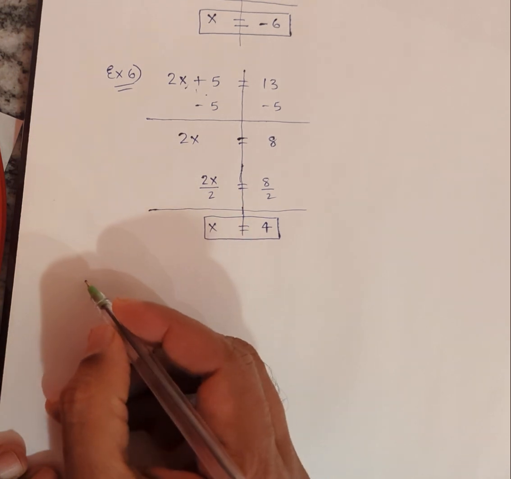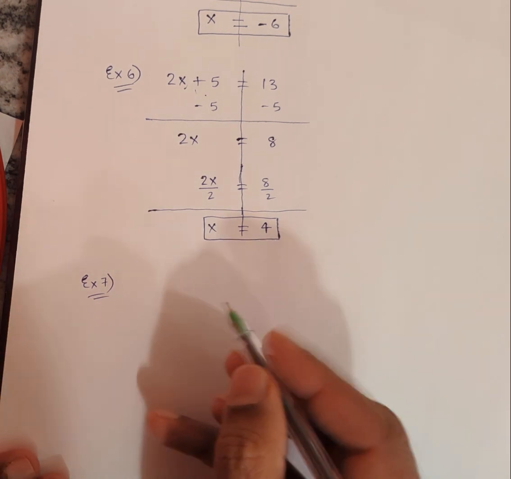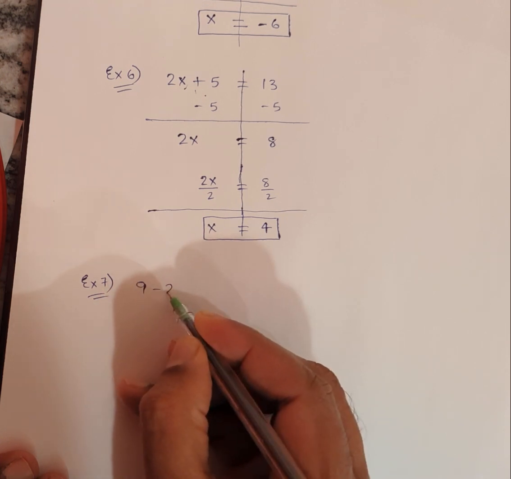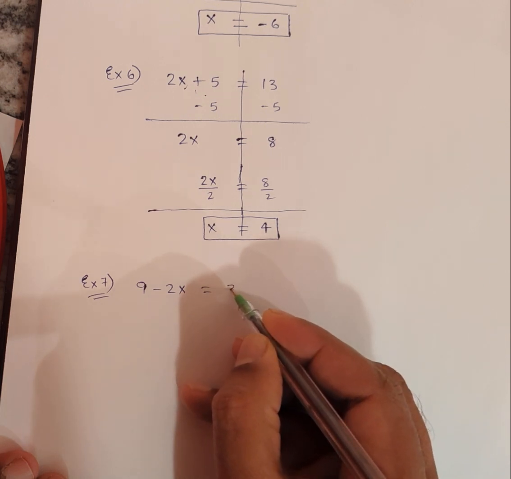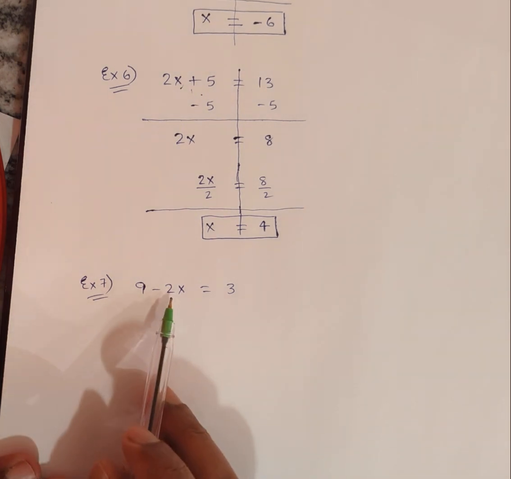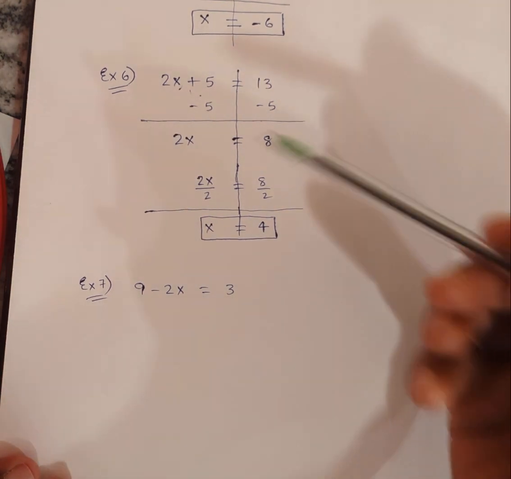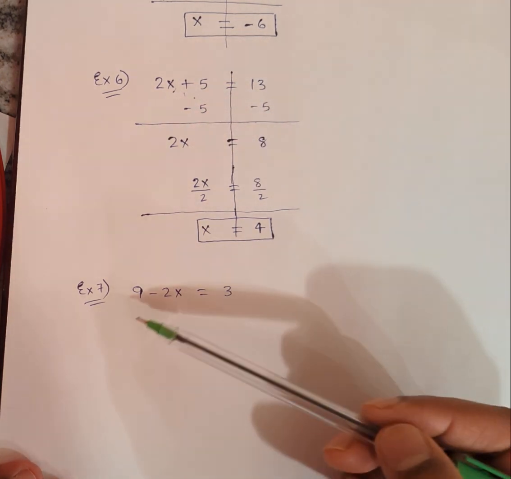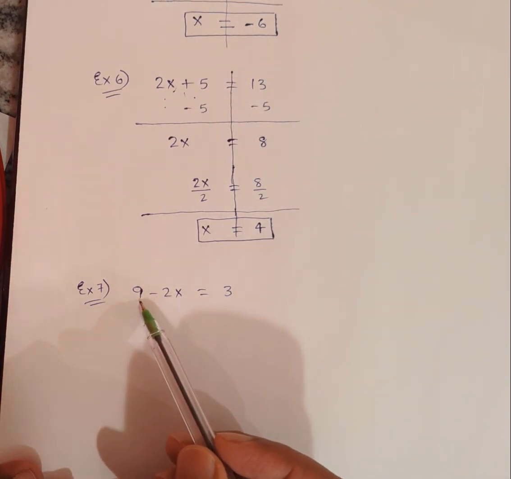All right, let's look at one more example of a two-step problem. So this time I'm going to have 9 minus 2x is equal to 3. So again, there are 2 terms, 9 and 2x, separated by a negative sign. So just like in the previous example, if you have 2 terms and only one term has the variable, you got to get rid of the other term. So here, I got to get rid of the 9.